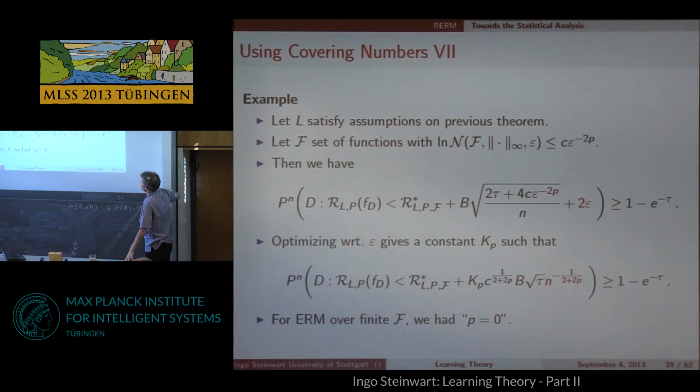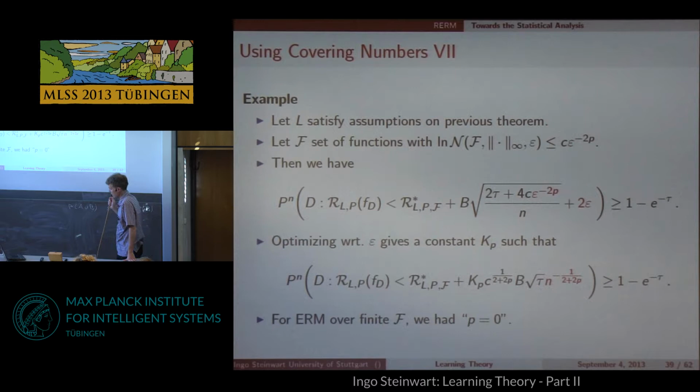For Sobolev spaces, you can estimate the P in terms of the smoothness. For some other smoothness classes, you can do the same. It's just an informal way of saying that the smoother the class of functions is, the smaller the P is, and the effect is that the corresponding exponent here gets closer to a half. So this is the first part where we went from finite F to infinite F.